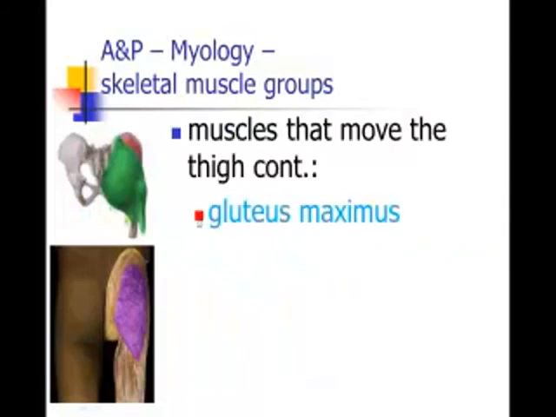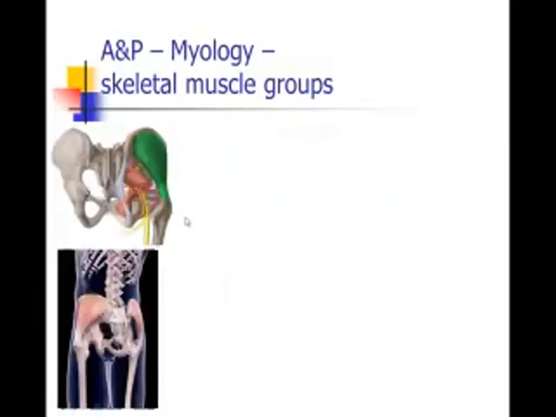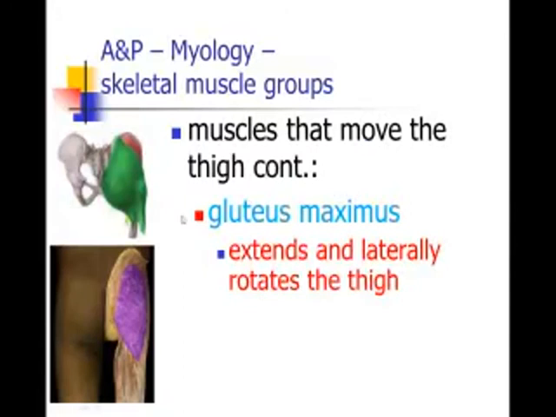Here we have gluteus maximus, the largest of the gluteal muscles. It's going to extend and laterally rotate the thigh, and it does some other things additionally, but you can end up with a ridiculous list of actions. So these are the primary actions for gluteus maximus.